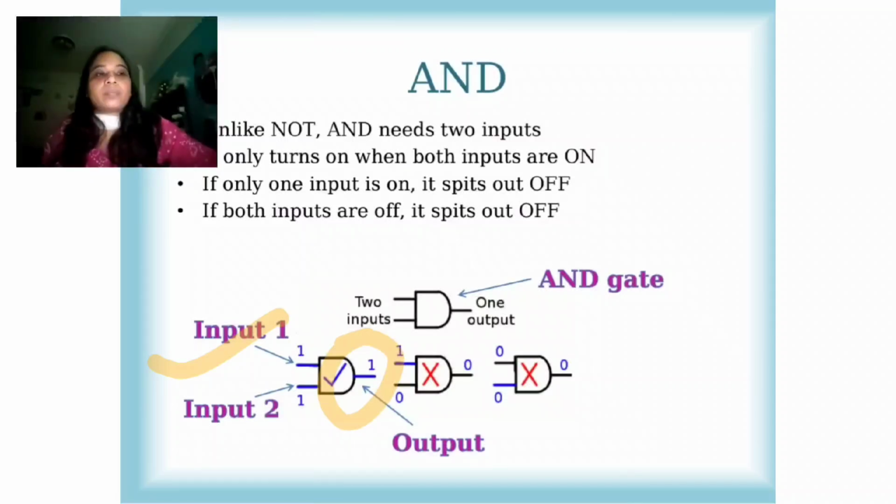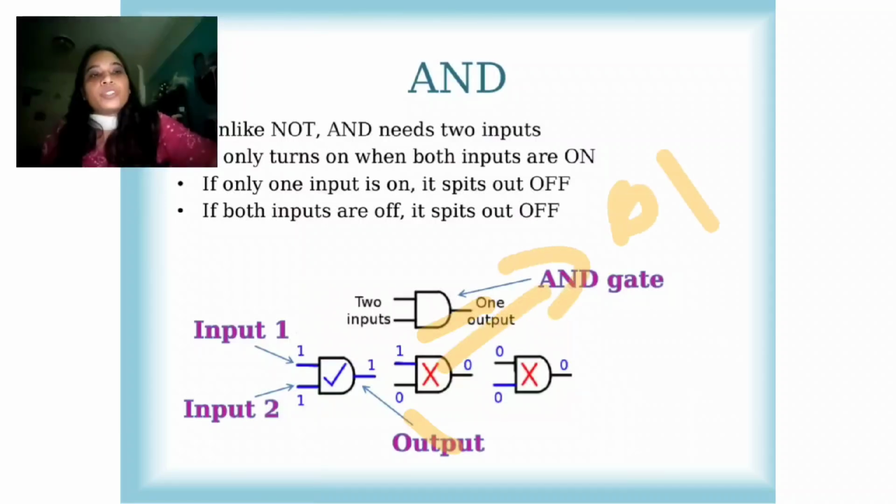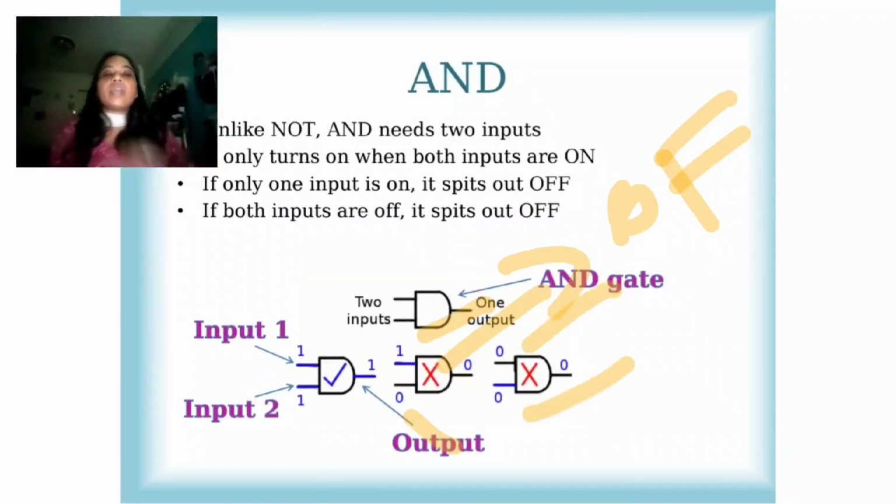And the second stage: only one input is on and the other input is off. What is the result? Yes, you get failure. This is your off position. Next, the third stage: both input 1 and input 2 are in off position. You will get the output in off position only, which means failure.